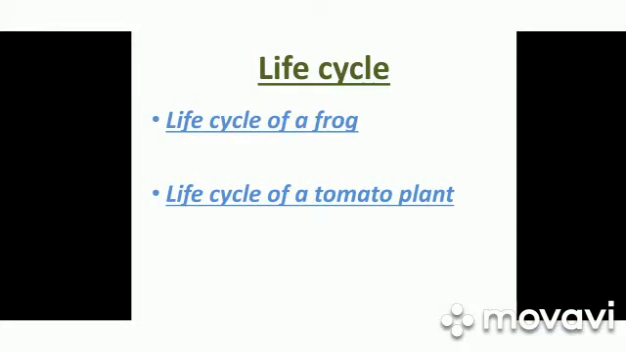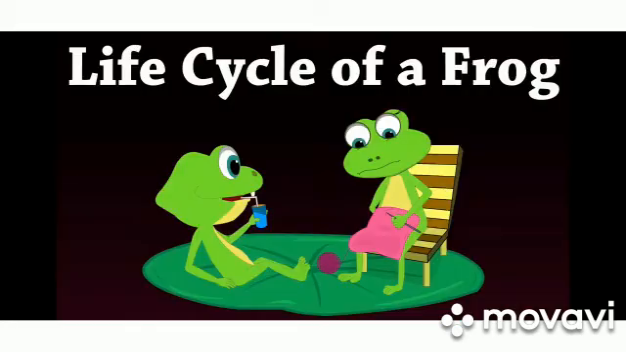In this lesson, you have 2 important stages of life cycle. You have to learn the life cycle of a frog and the life cycle of a tomato plant. Now it's time to watch a video that describes the life cycle of a frog.